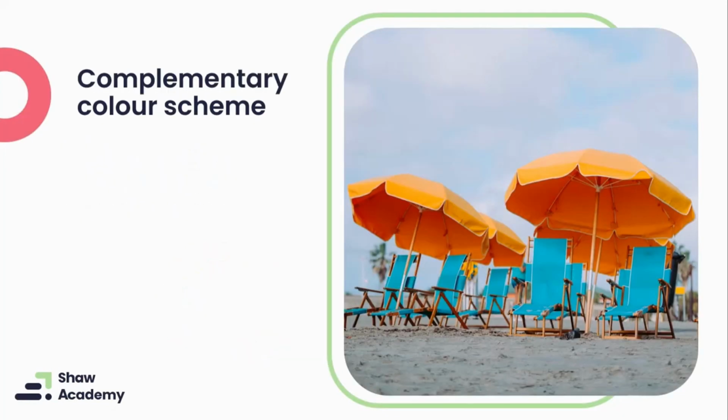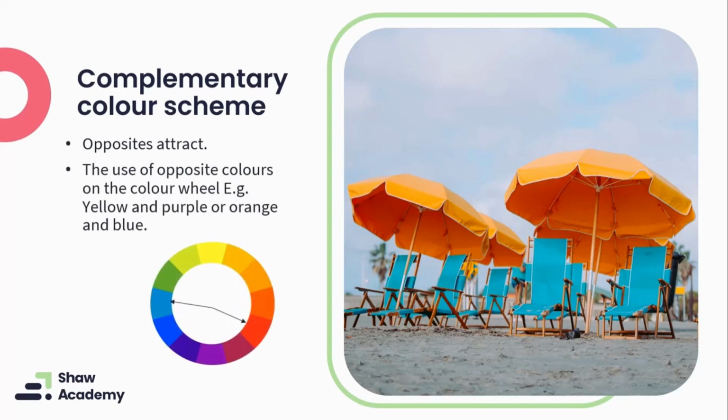Next, we've got our complementary color scheme. This is a really fun color scheme as it requires some finesse and skill when combining these colors. You know that old saying, opposites attract? Well, this is exactly what complementary colors are and what they do. So complementary colors are the use of opposite colors on a color wheel. So for example, yellow and purple or orange and blue.